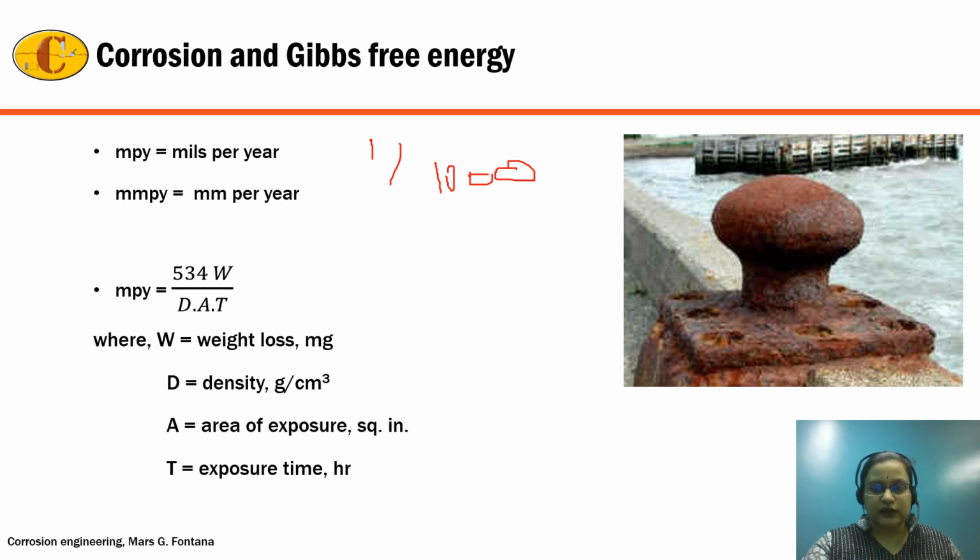So if we want to calculate this, we have to consider the weight that is lost, the density of that material, because the density will be different for steel or its alloys, the area of exposure, whether it is the entire area or only a small part of the area, and the time for which it is exposed. All these parameters will give us the quantity in millimeters per year. This is okay if the entire surface is undergoing corrosion, because the weight loss will be significant in terms of the entire weight of the component.